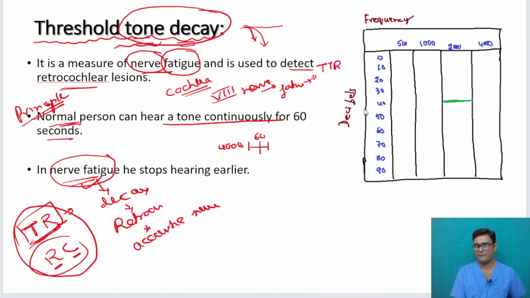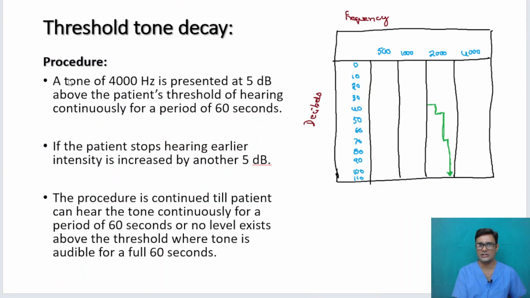So you are giving a 40 decibel sound at 4000 hertz, and he can hear it for an entire period of 60 seconds. This is how it is represented. That was normal. Now, what is the procedure? We give a tone of 4000 hertz at 40 decibels, that is minimum 5 decibels above the patient's hearing threshold, for a period of 60 seconds. We want him to hear for 60 seconds.